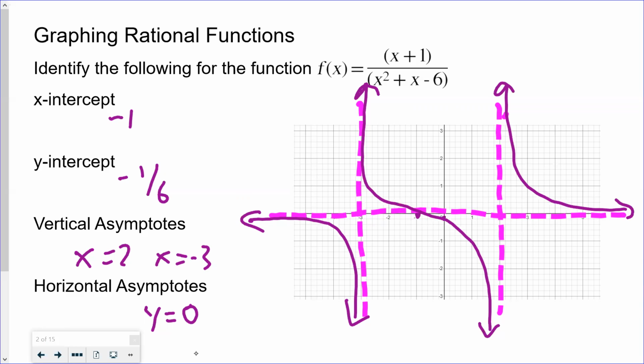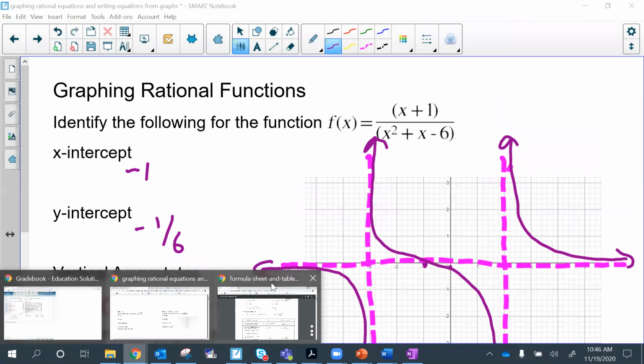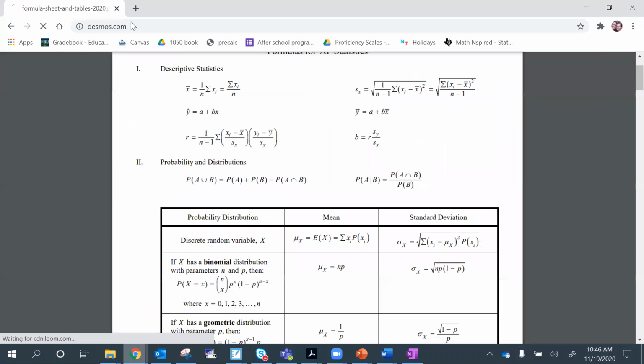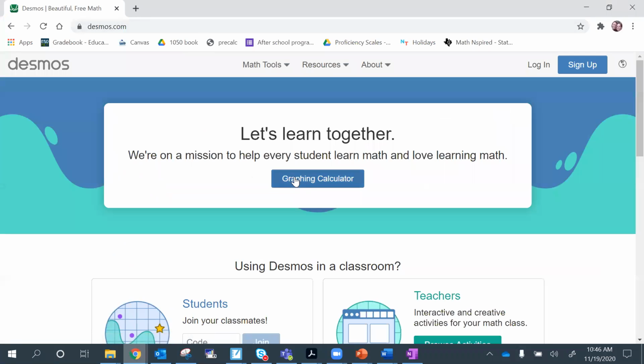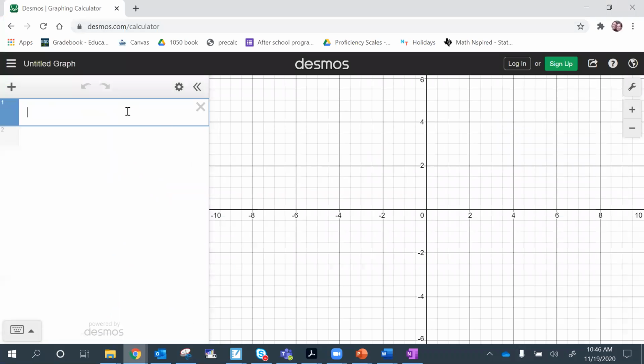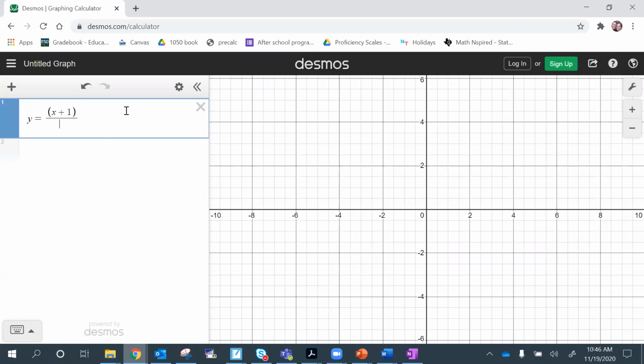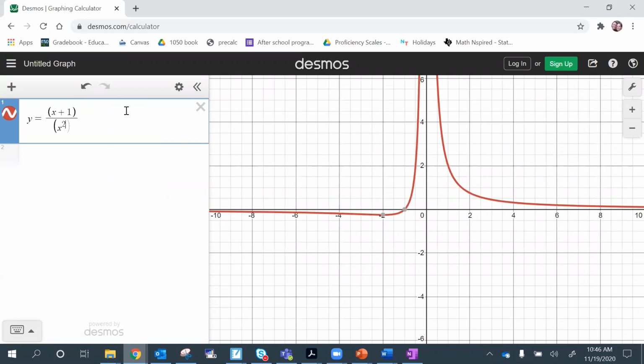Now, how do you know if you've done it right? What we're going to do is have a tab open to Desmos, okay? So let's go to Desmos. And we're going to put in that equation. Will you tell me what the equation was? Because I forgot. Someone tell me what it is. So it's x plus 1, like the original one, is that what you're asking? Yeah, sure. Okay, yeah, x plus 1 over x squared plus x minus 6. Okay, perfect.